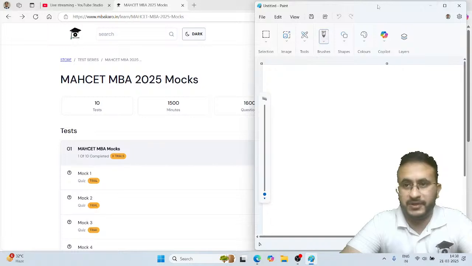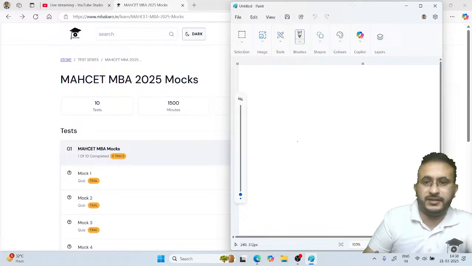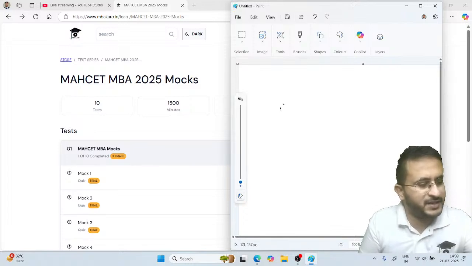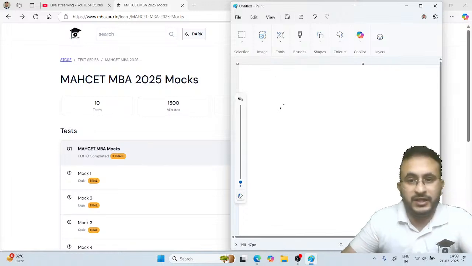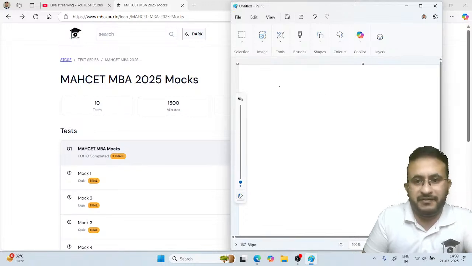attempting it. So first, a few guidelines: the test time duration is 2.5 hours, 150 minutes, and 200 questions. Now, if you look at past year papers, like MHCET 2024, you can have a different variety of difficulty levels. You can have easy, you can have moderate, you can have difficult.